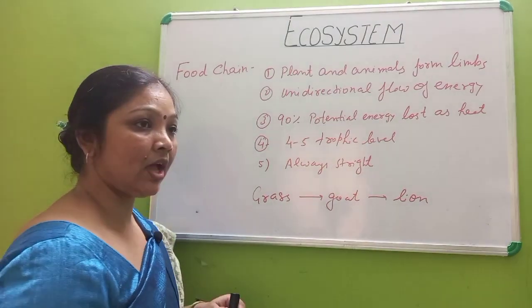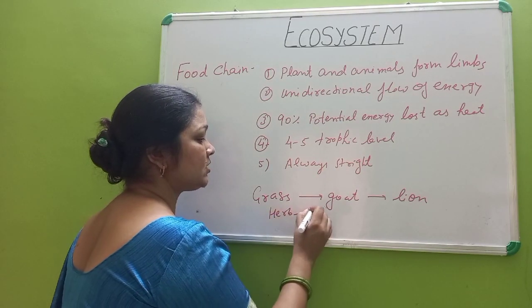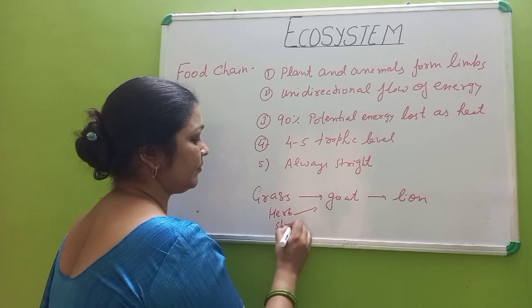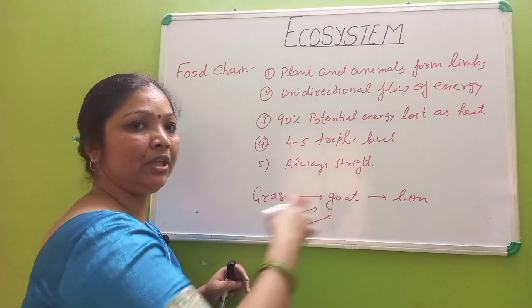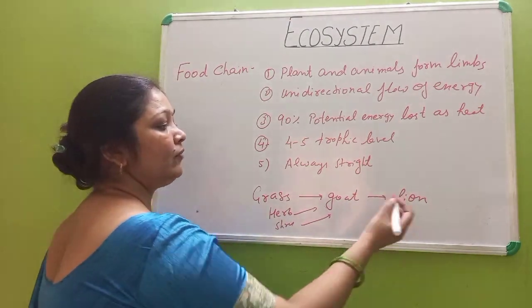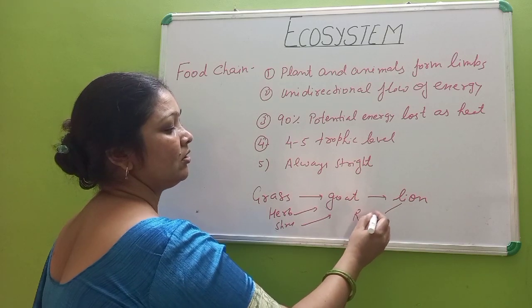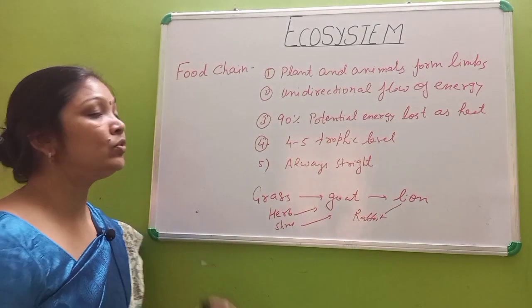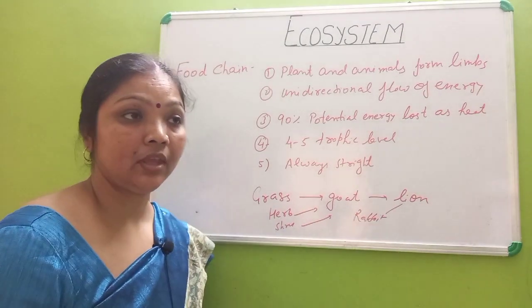Goat can eat grass. Goat can eat herbs. Goat can eat shrubs. So goat can get food from many places. Now if goat is not available, lion can eat rabbit or it can eat deer. So the food chain actually does not occur in nature.